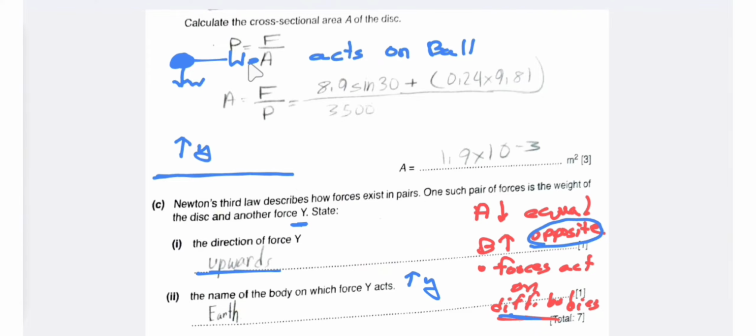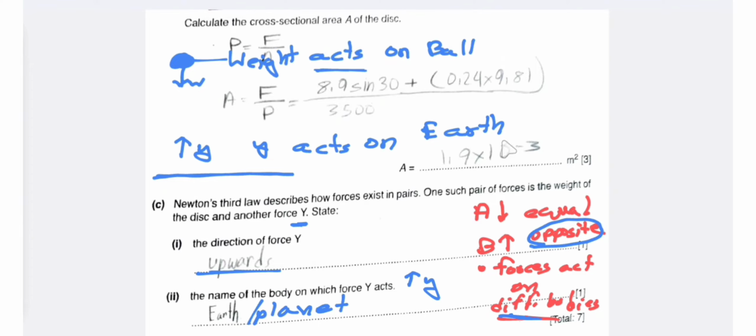Since the weight is obviously acting on the ball, and since the forces act on different bodies, the force Y must act on another object. Weight is caused by the earth, or planet, so Y must act on the earth.